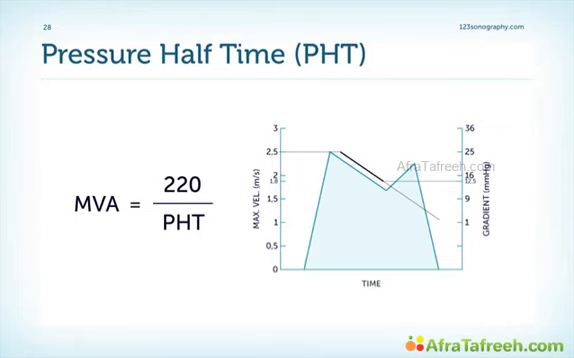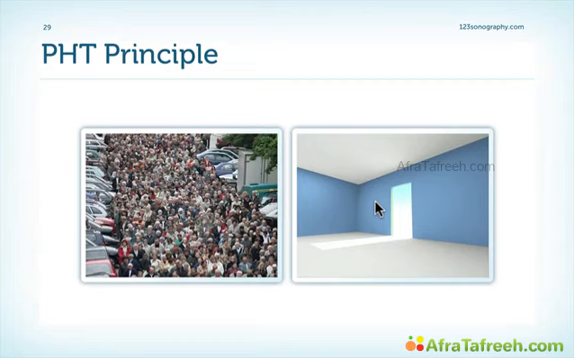The severity of mitral stenosis can also be measured with the help of the so-called pressure half time. Now, what is the pressure half time? Well, basically it's the steepness of the mitral inflow curve in early diastole. To better understand the principle of pressure half time, here's an example.